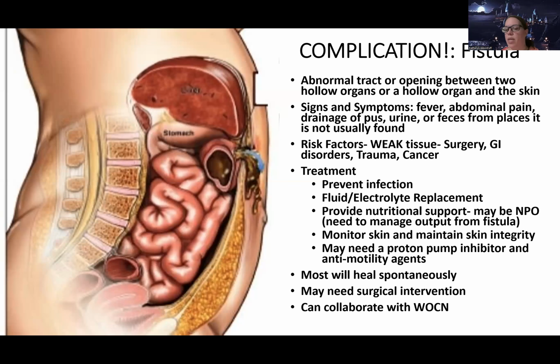We may need anti-motility agents, proton pump inhibitors, things like that. But the big thing you want to think about too is that they may need some special nutritional support, because if they're constantly leaking stool out of themselves, and I'm just feeding them, giving them tons of water through their bowels, then this is just asking for trouble.